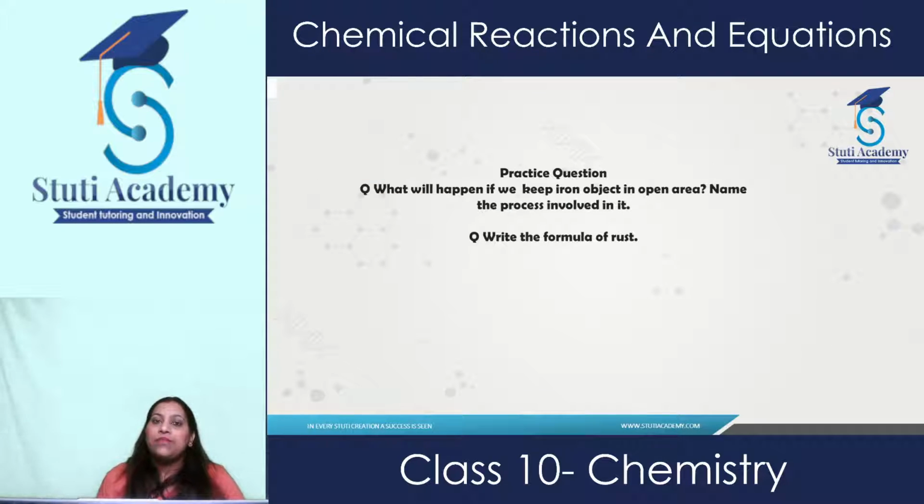And the question that comes in exam on the basis of this corrosion and rusting is, what will happen if we keep iron object in open area? Name the process involved in it. As I told you, if you keep any iron object in an open area, it reacts with the oxygen and water vapors which is present in the atmosphere and results in the rusting. And the process involved in it is corrosion or rusting.